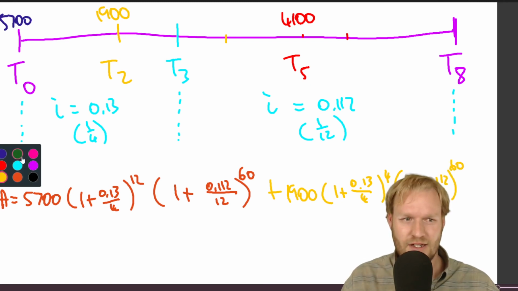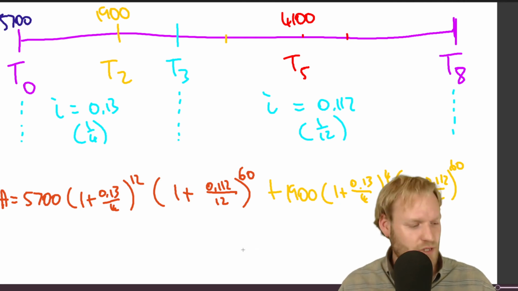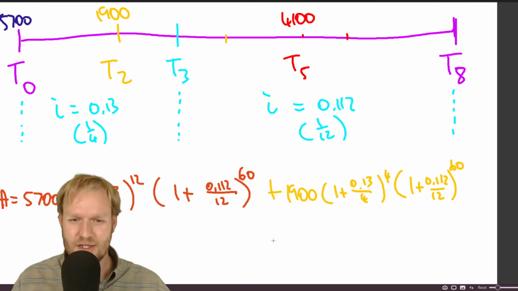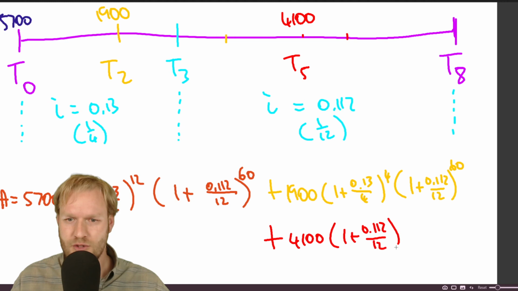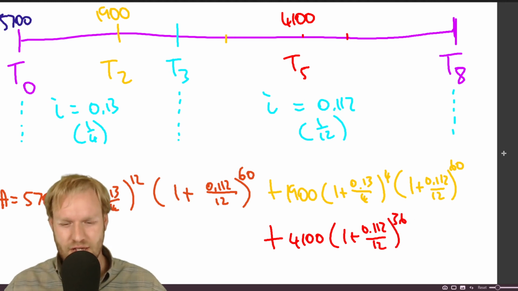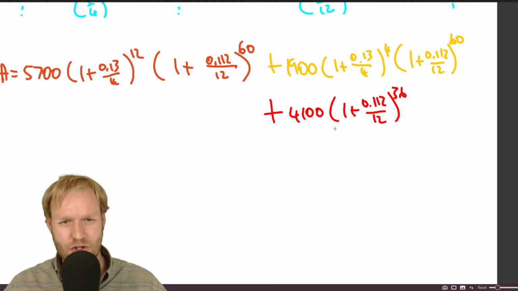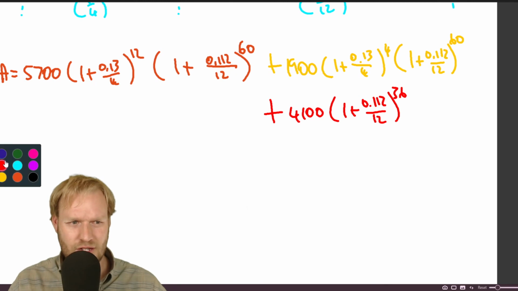And then finally, we're going to go plus, and I'm going to put my plus over here so that you can see it. The 4100. Well, that's just invested for 3 years at this percentage. So 1 plus 0,112 over 12 for 3 years. So there's our formula.